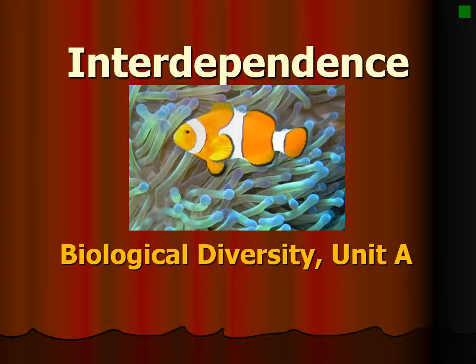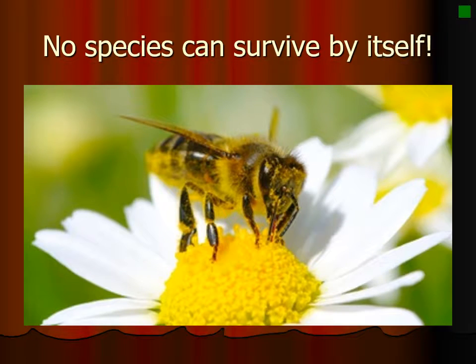Okay, so this is interdependence, section 1.2. No species can survive by itself. Species survive in an ecosystem and they are dependent upon one another.